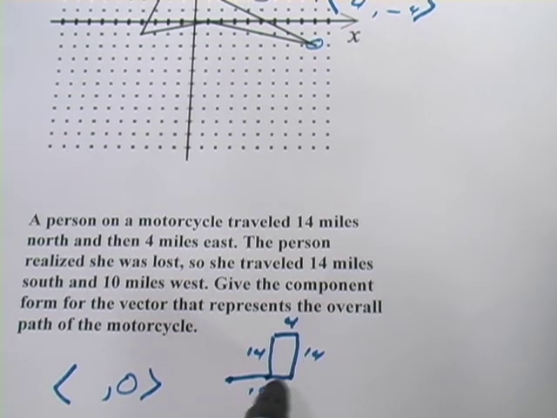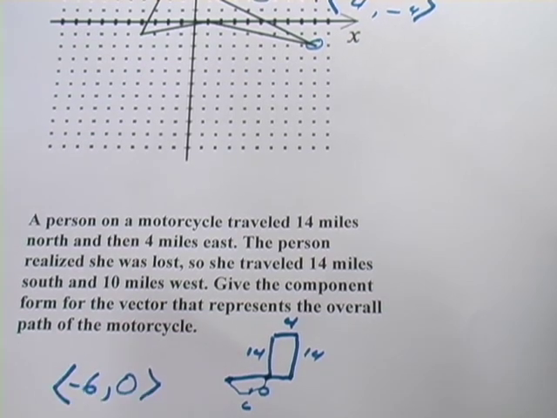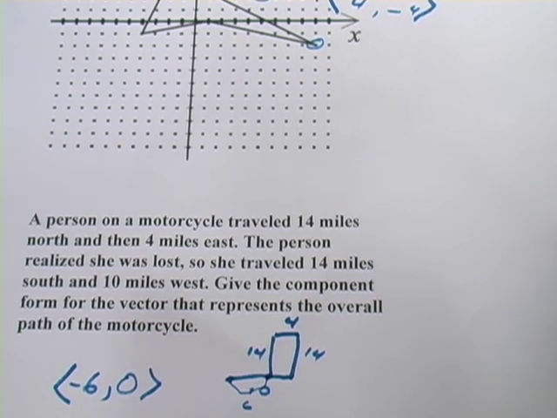And now the x, well, she went east 4 and then back west 10. So the difference there, this chunk right here would be 6. Well, and that's to the left of the starting point or the origin. So it's really a negative 6 in this vector form. So that would be our answer here, negative 6 comma 0. So that's a little bit of work with translations and the component form for the vector.